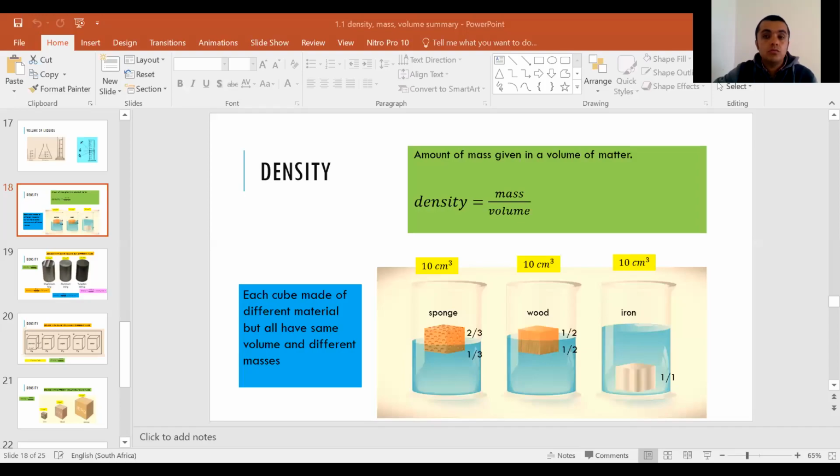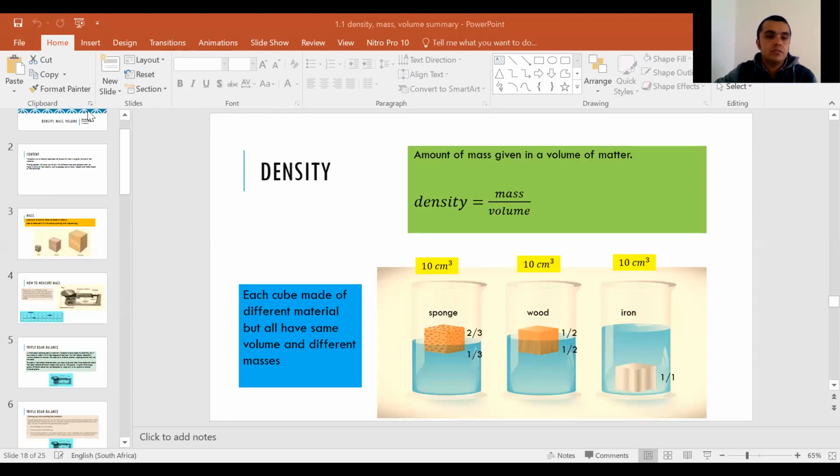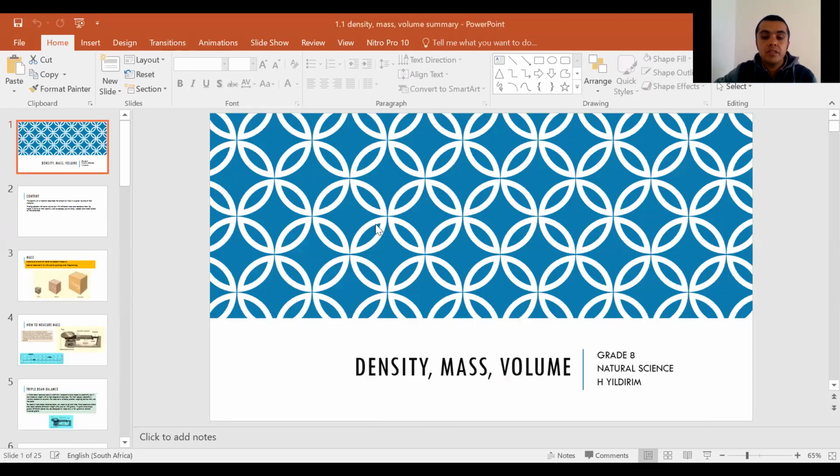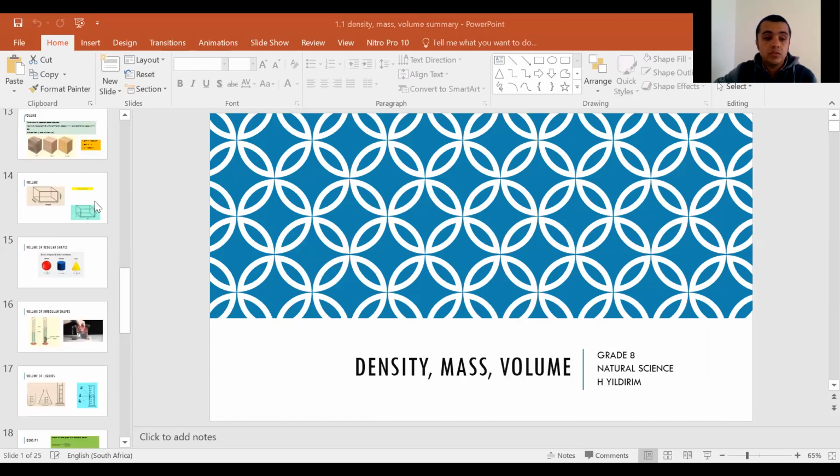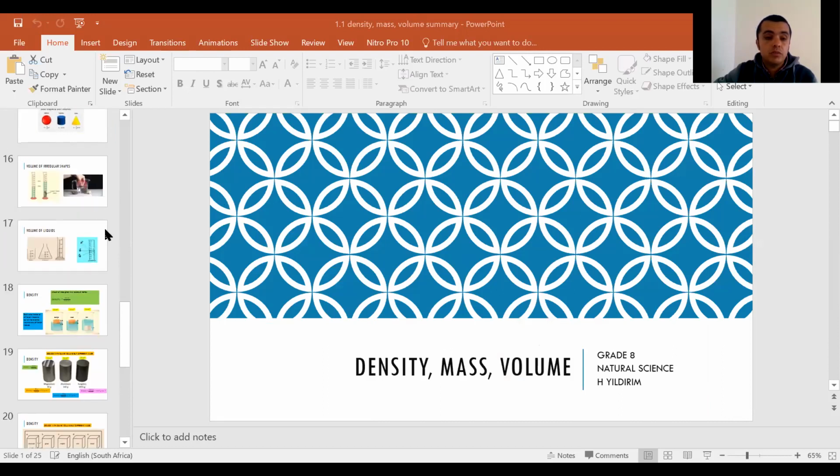So today we are going to talk about the topic that we call density, under the title density, mass, and volume. If you remember grade 10, term 2, natural science, we talked about mass and volume, and I think we did enough for mass and volume. Now we are going to use the background knowledge that we learned about mass and volume to be able to identify density.